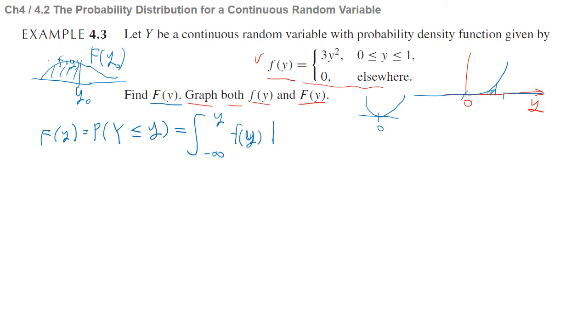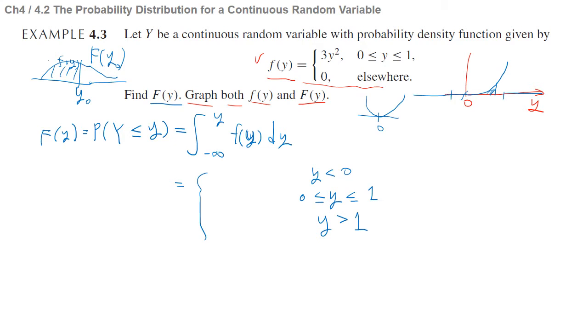Actually, since the density function is defined on 3 different areas: when y is less than 0, when y is greater than or equal to 0 and less than or equal to 1, and when y is larger than 1. So it is defined in 3 areas, and when y is less than 0, the point is here.